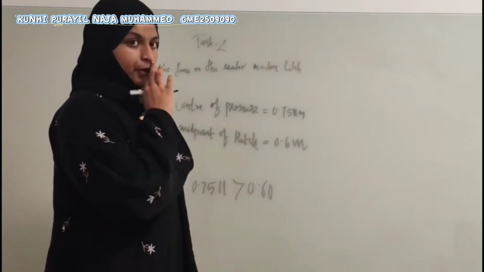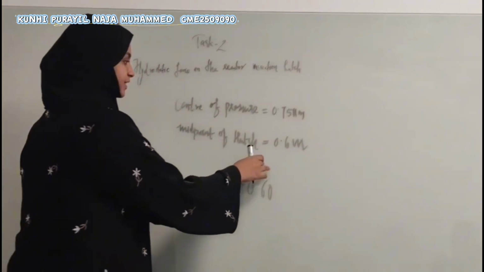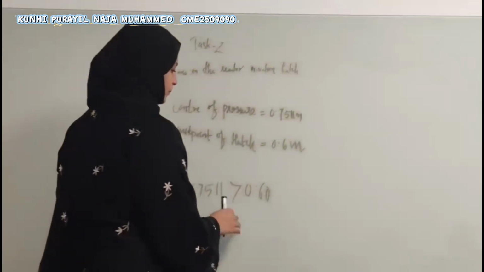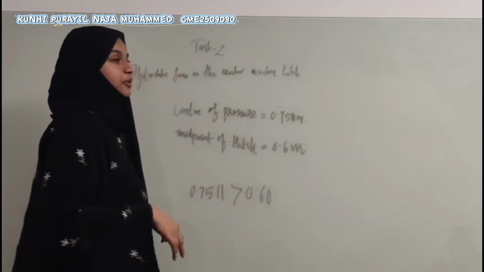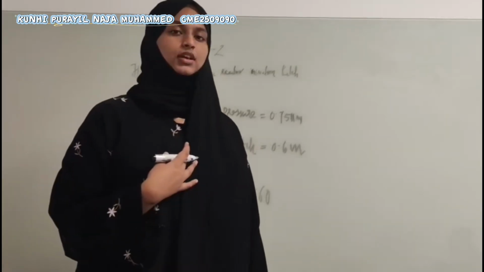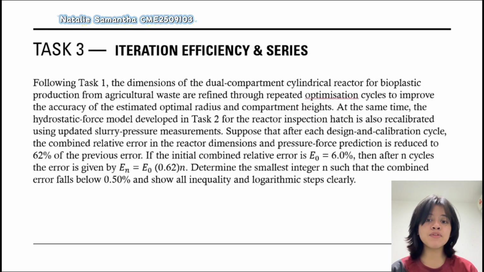Let's compare with the midpoint of the hatch, which is equal to 0.6 meter, and the center of pressure is greater than the midpoint of the hatch. So the center of pressure lies below the midpoint of the hatch because pressure increases with depth. Next is our task 3.